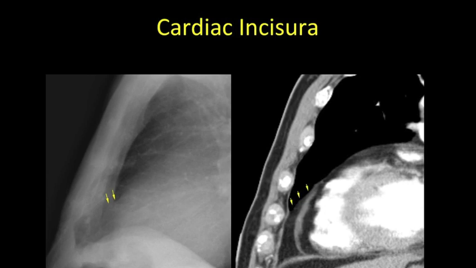The cardiac incisura is the pericardial fat where it butts the lung on the lateral radiograph. This creates an opacity that oftentimes projects over the anterior inferiormost cardiac silhouette on the lateral radiograph.